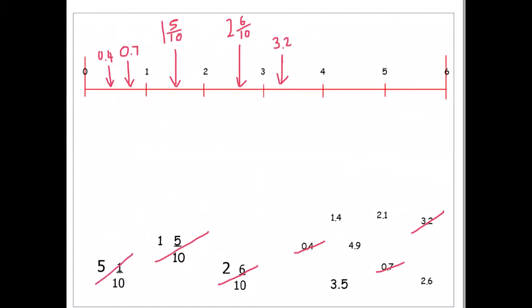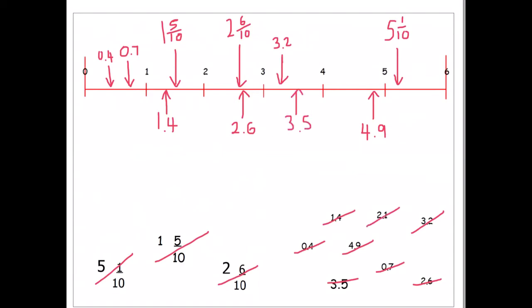5 and 1/10 is going to be just above 5, so 5 and 1/10. 1.4, just below 1.5. 4.9, just before the number 5. We haven't quite reached 5, so 4.9. 2.6, we have already got 2 and 6/10. It's the exact same, 2.6. And the last ones, 3.5 is 3.5. The final one, 2.1, just above 2.